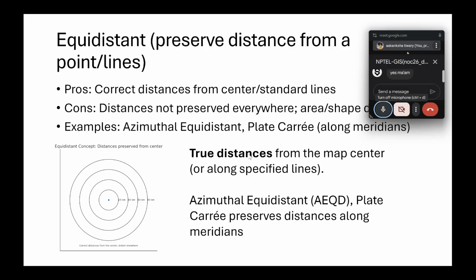so the distance is true from the center. Whatever distance is there from the center is correct, but the distance between these two points is not correct. Okay. So it will be correct if you calculate using QGIS, but just by looking at the map, you cannot make out what the area is. Okay. So I hope this is clear.